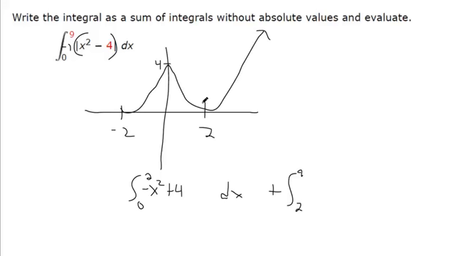And then over here, if you were to plug values in to the right of 2, like x equals 3, you get out a positive value, x equals 4, you get out a positive value. So it's like this regular x² minus 4 function without the absolute value happening. This is x² minus 4 for this area under the curve.